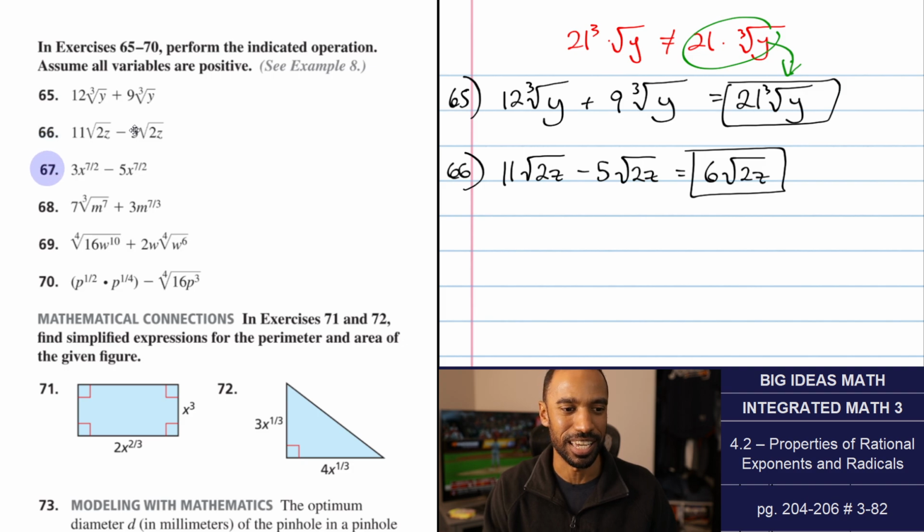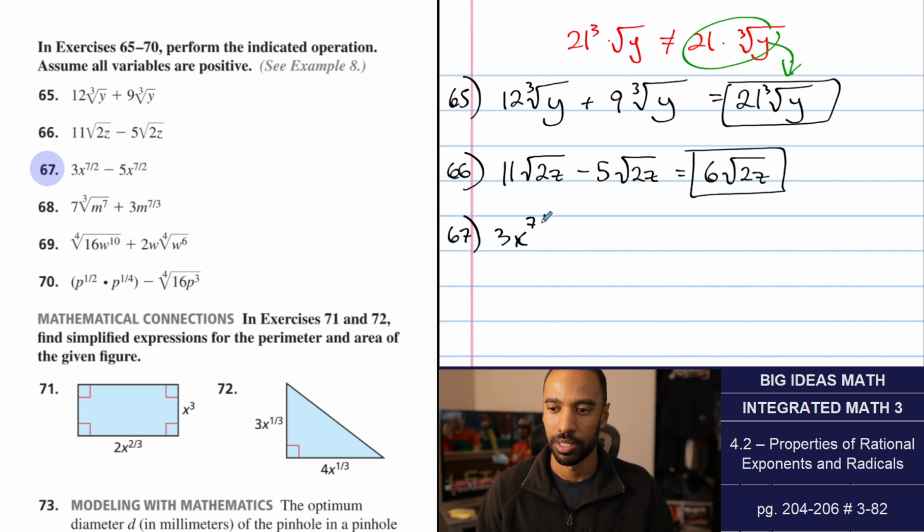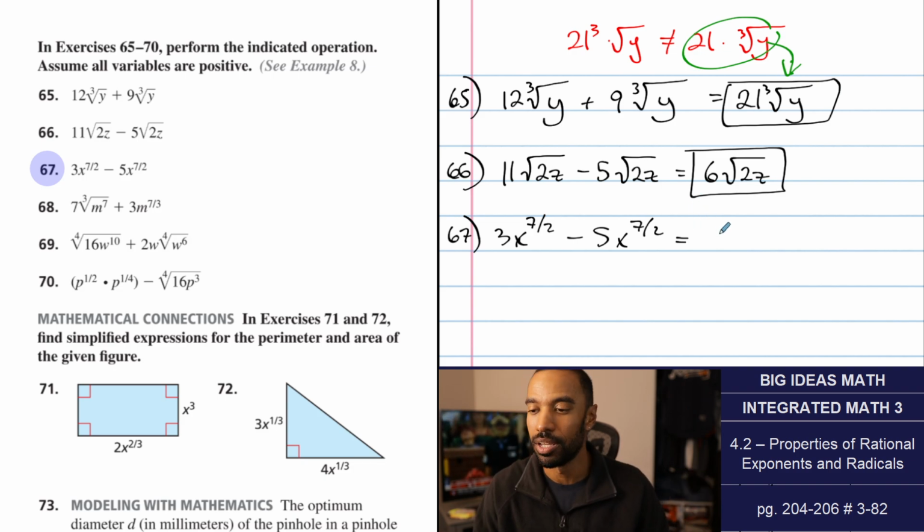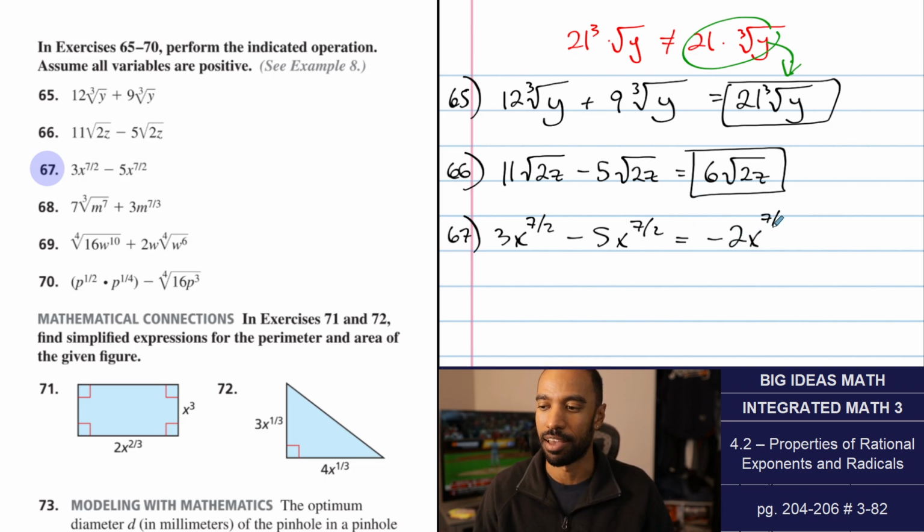Number 67. 3x to the 7 halves. I mean, who are they tricking here? Minus 5x to the 7 halves. They're both x to the 7 halves power. It's like 3x squared minus 5x squared, that kind of thing. It's not the same thing. But it's negative 2x to the 7 halves power, and we're going to leave it like that.